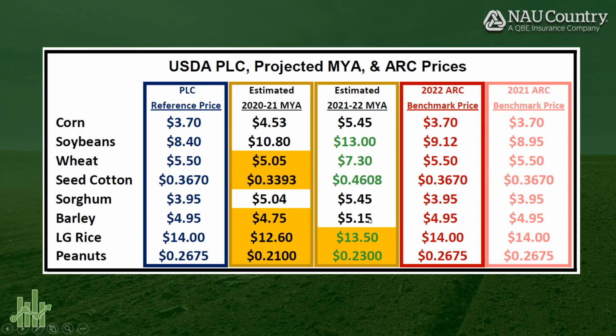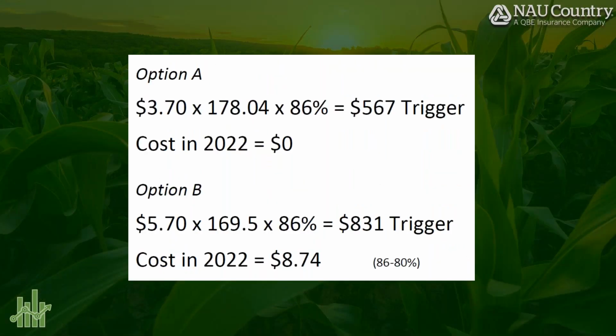So should I look at the ARC program? Well, ARC isn't great either. It uses the red numbers in the fourth column, 3.70, 9.12, and 5.50. We take those times your county's 5-year Olympic average yield times 86% to come up with the ARC trigger. That's not going to be real rosy either. So should I look at SCO? SCO, supplemental coverage, that's an alternative. But the big benefit to SCO is the price we're using, and that it covers 100% of your planted acres, where ARC covers 85% of your base acres.